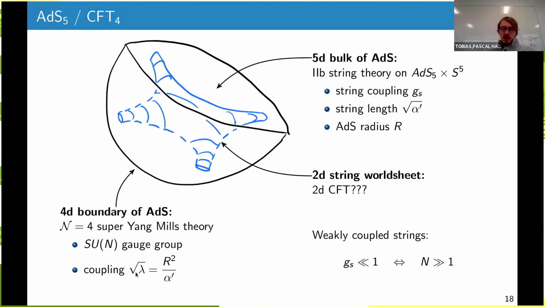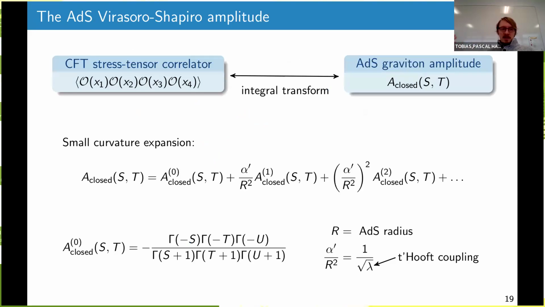And we have the luxury that in principle, we have three descriptions: the bulk, the boundary, and the worldsheet. So even though we don't know the worldsheet theory, we will use all of these different descriptions in some way. And we take the string coupling to be small, which corresponds to the planar limit of N=4 super Yang-Mills. Now, in this holographic correspondence, the graviton amplitude is defined as a CFT correlator in N=4 super Yang-Mills. And this is a correlator where O is an operator from the stress tensor multiplet.